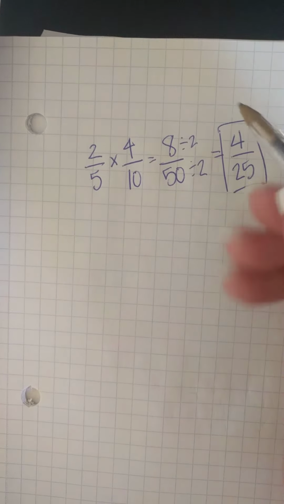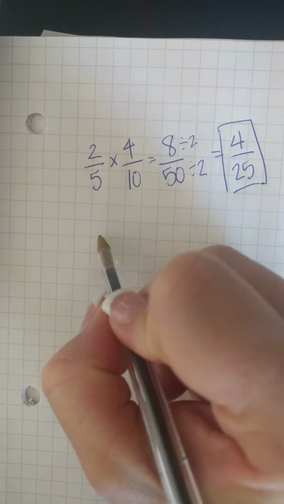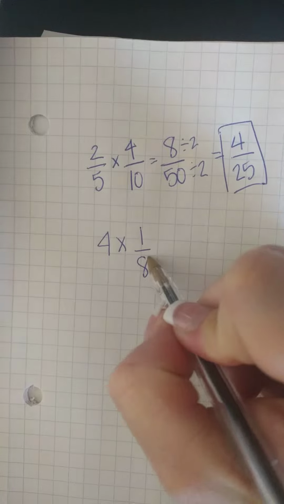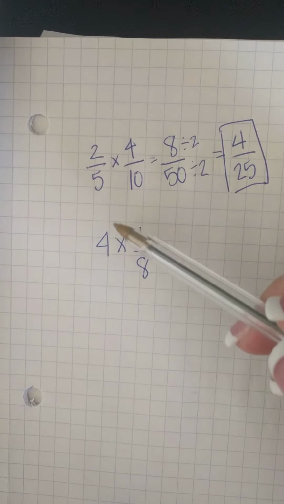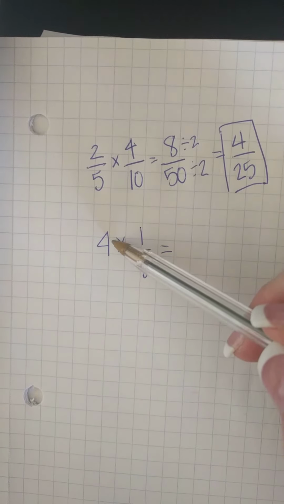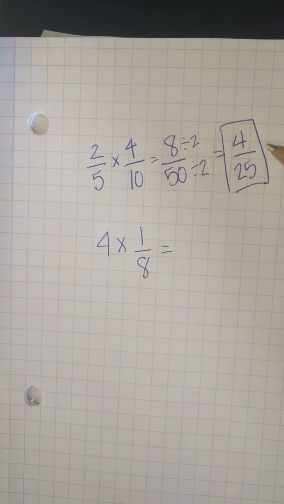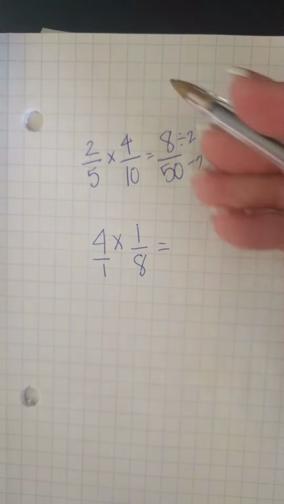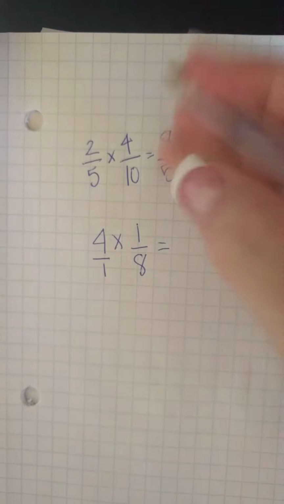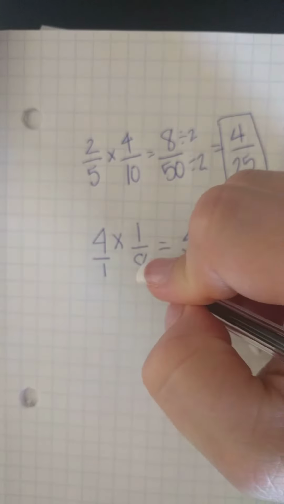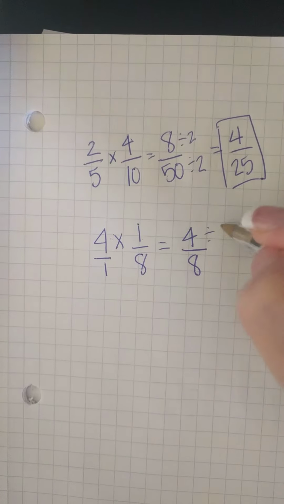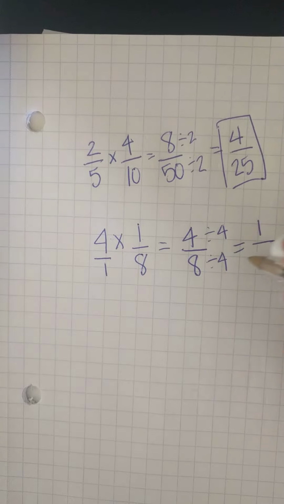Let's do 4 times 1/8. Well, remember I have a whole number here, so how do we change a whole number into a fraction? What do I need to put underneath it? A 1. Now I have 2 fractions and I can multiply. Top times top, 4 times 1 is 4. Bottom times bottom, 1 times 8 is 8. I need to simplify this. I can divide them both by 4. 4 divided by 4 is 1, and 8 divided by 4 is 2.